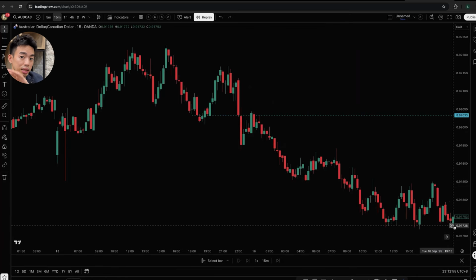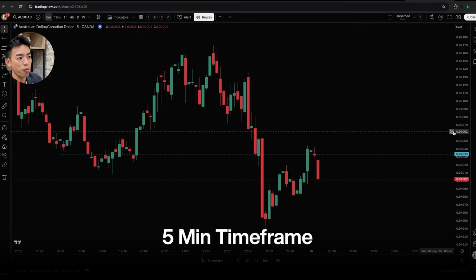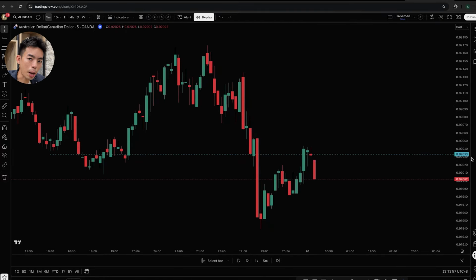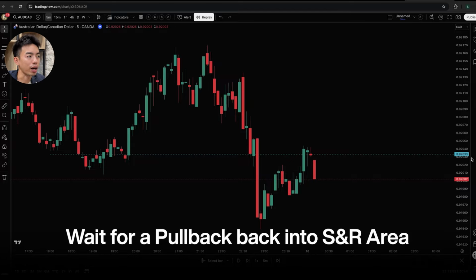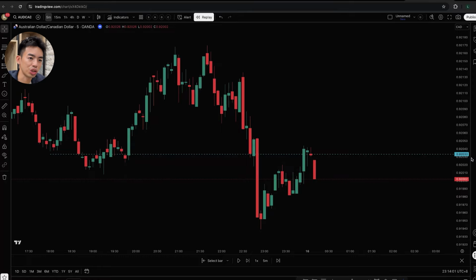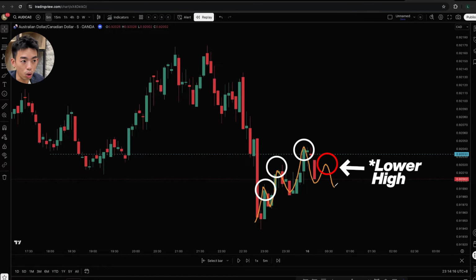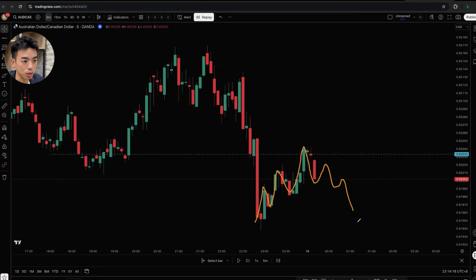And I'm gonna show you exactly what I look for on the lower time frame. Okay, so right here, we are at the 5-minute time frame. Your goal on the lower time frame is to wait for a pullback back into the support equals resistance area and wait for the pullback to change direction. Basically, looking at this move right here, making higher highs and higher lows, then stopping making higher highs, making lower lows, and then capitalizing on this move towards the downside. So exactly how that's gonna look is something like this.